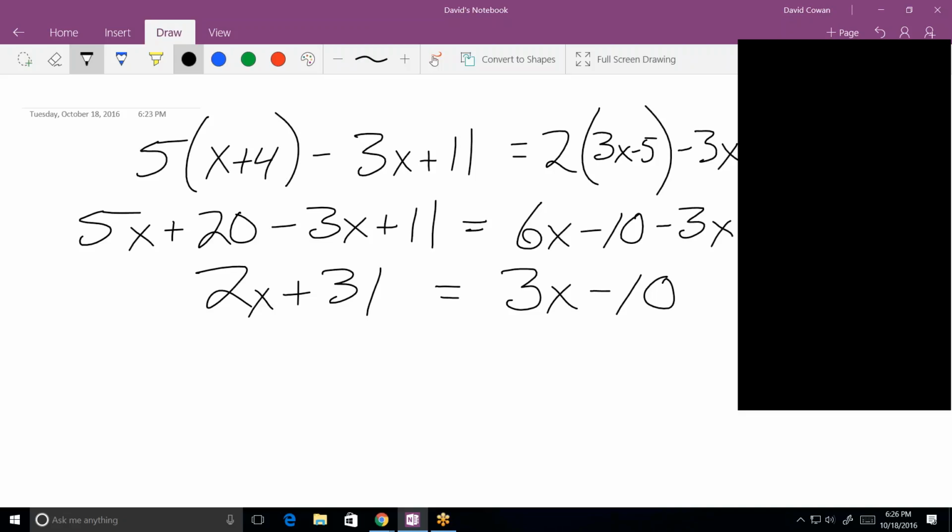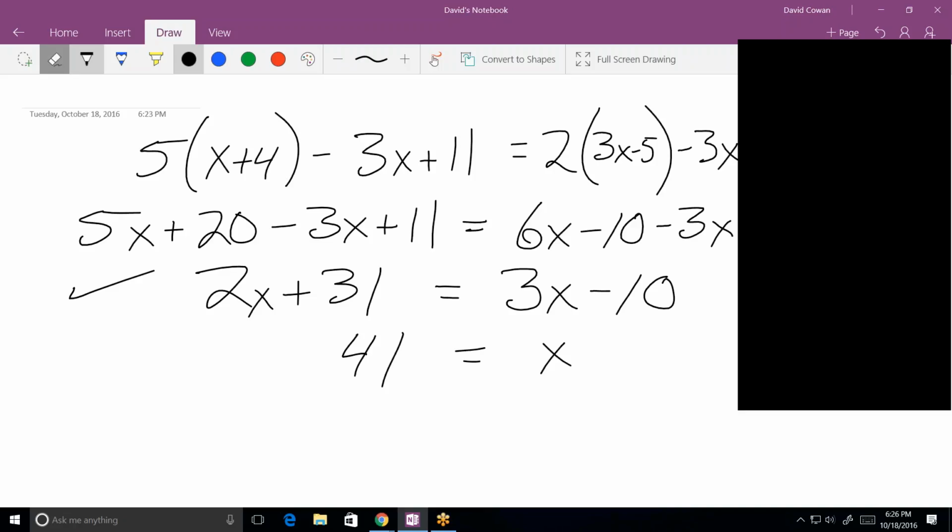And we can do this in 2 steps, but I tend to do the next step at once. In other words, I'm going to move all the variables to one side and all the numbers to the other. And I like moving the 2x to the right because that's going to leave me with x with a positive coefficient. And I like moving the 10 to the left because that's going to leave me with a positive coefficient. And in fact, I'm done.